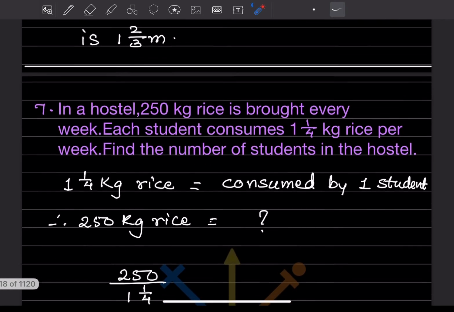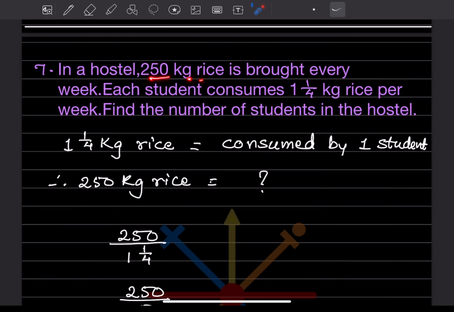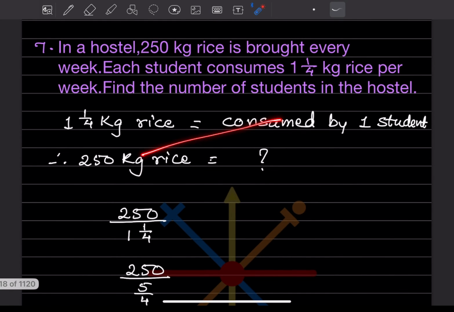In a hostel, 250 kilogram rice is bought every week. Each student consumes 1 integer 1 by 4 kg rice per week. Find the number of students in the hostel. So 1 integer 1 by 4 kg rice is consumed by one student. So 250 kilogram rice will be consumed by how many? So what will you do? You are again going to cross multiply this one.